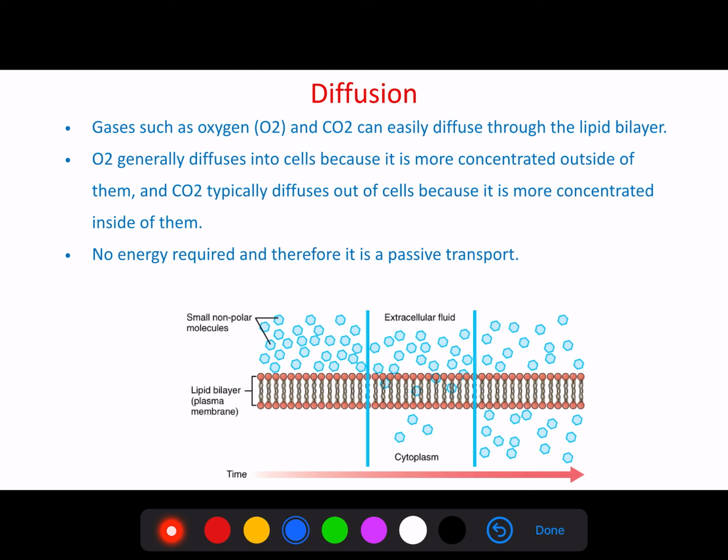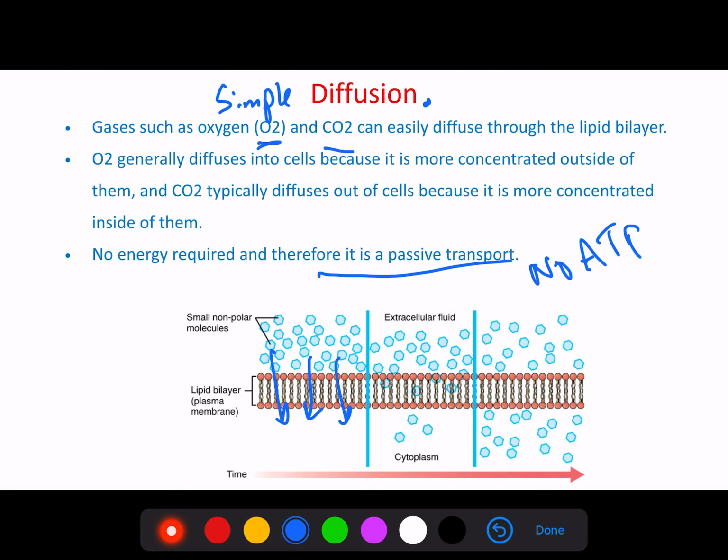So the first form of transportation across the plasma membrane is diffusion, the simple diffusion. This happens, for example, for oxygen and CO2. Oxygen and CO2 can easily diffuse across the plasma membrane. And this is simple diffusion because, again, it does not need any aid. They directly diffuse. And of course, it's a passive transport. It means there is no ATP needed for this transportation.